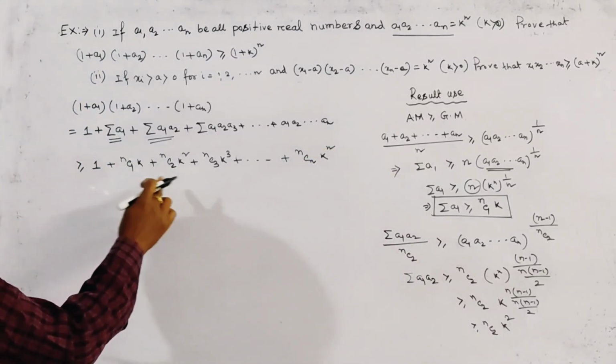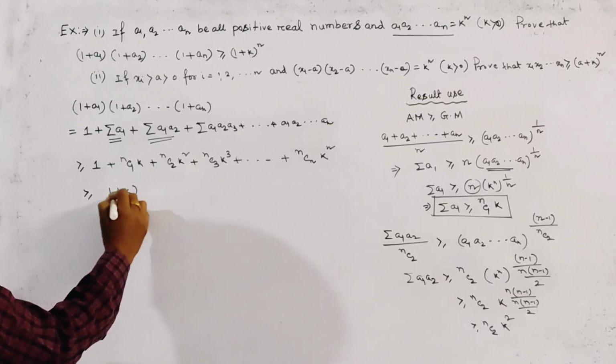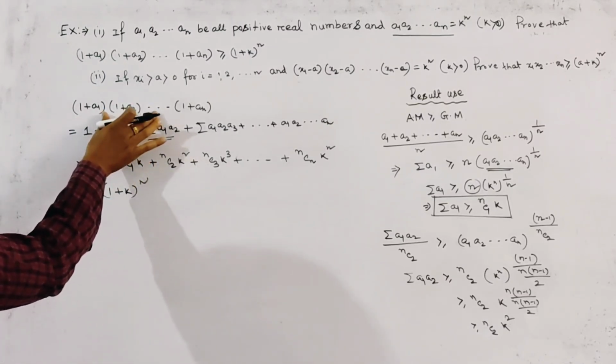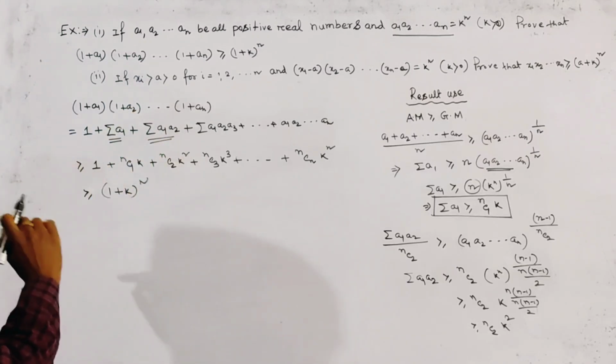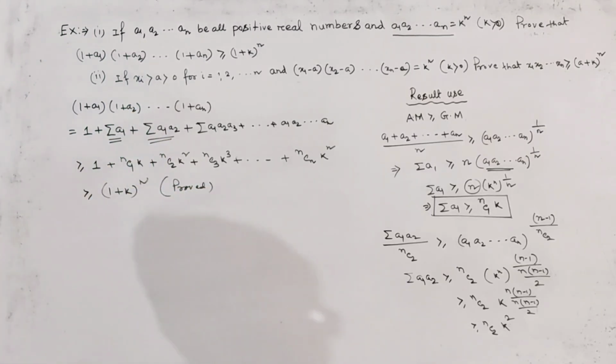Okay, and clearly this is the binomial series of (1 plus k) whole to the power n. So our proof is that this is the left side and this is the right side. Okay, so this is proved.